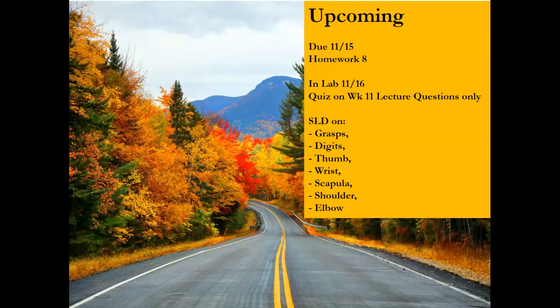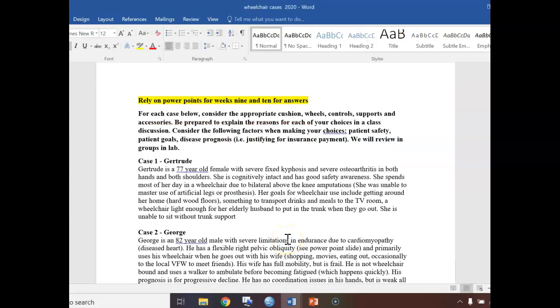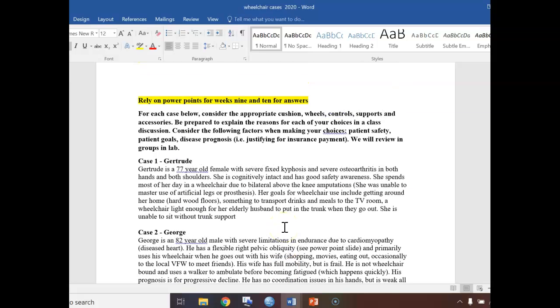Okay, so let me get into the cases here. So these are the cases. There are 5 of them, different cases. And what you're doing with each case is you're seeing what kind of cushion they need for the wheelchair, what kind of wheels, hard or air wheels, what kind of controls, joystick, can they just push it, supports for their trunk and core, and accessories do they need, considering their safety, their goals, their disease progress, their age, that sort of stuff. So each one of these little descriptions, I would suggest reading these through.